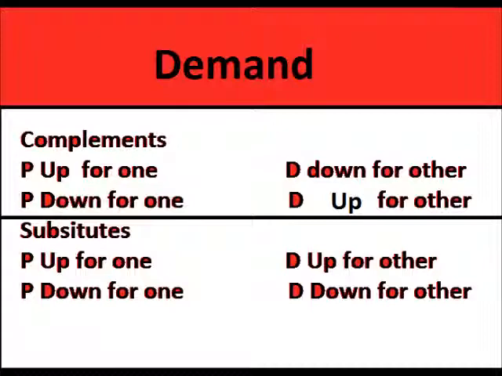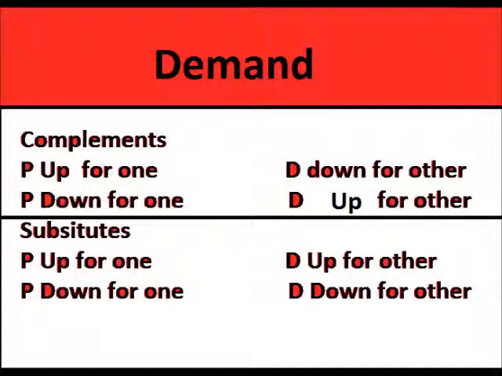A right shift in demand is caused by an increase in quantity demanded at every price along the demand curve. That being said, a left shift is caused by a decrease of quantity demanded at every price along the demand curve. Now, to save room and time, I've put down shorthand for price and demand on my chart.